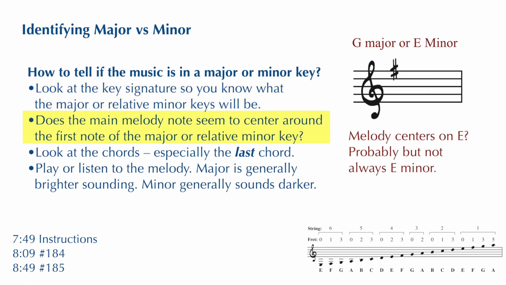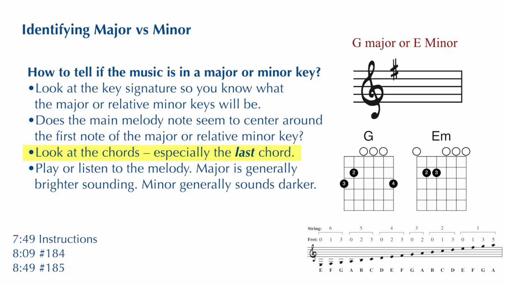If the main melody note seems to center around an E, there's a good chance it's in the key of E minor. Now, you can't always tell whether it's in a major or minor key just by looking at the melody. The chords can also provide you with a visual clue. Again, if there's just 1 sharp in the key signature, that'll be G major or E minor. If the last chord is a G chord, it's probably in G major. If the last chord is E minor, the key is probably E minor.